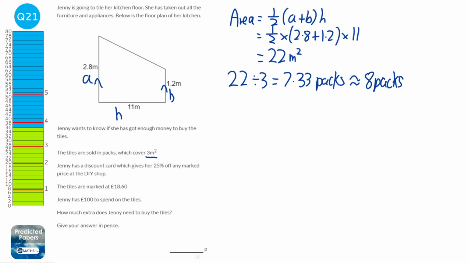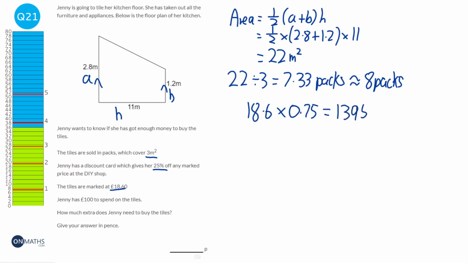Okay, the next thing we look at is the fact that Jenny has a 25% discount. So we need to find out what 25% discount would do to the £18.60 for the pack of tiles. And so what we're going to do is we're going to get the £18.60 and we're going to times it by 0.75. So we're just going to find 3/4 of it because she has a 25% discount, and that would be 1,395. So that's the tiles are going to cost £13.95.